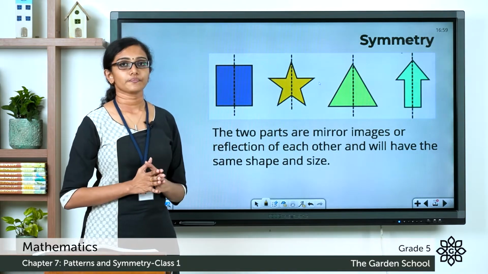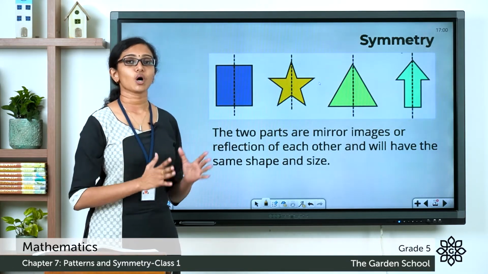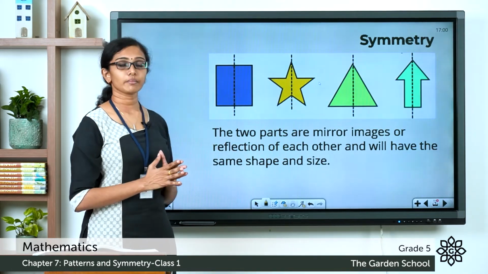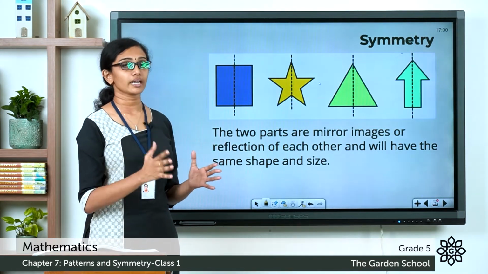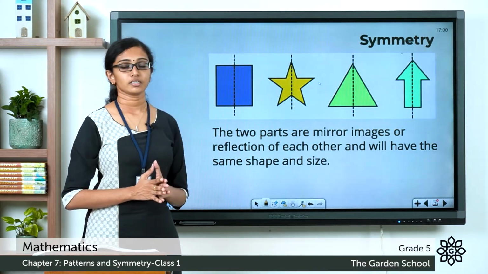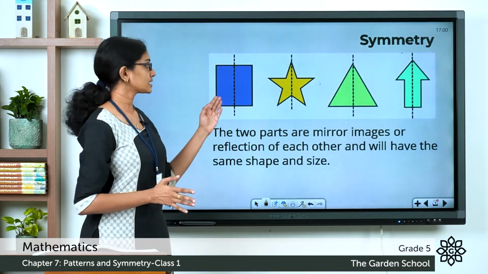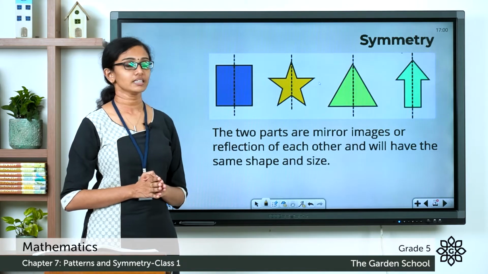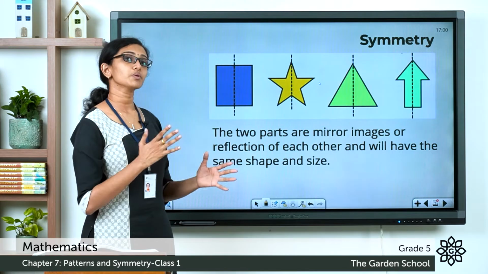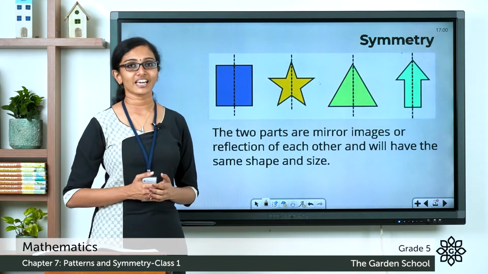And these shapes or objects, when divided or folded along this line, will give you two parts, and these two parts will be mirror images or reflection of each other. And these two parts will be of the same shape and size, just like in these cases. Clear? This part will be the same in size and shape as the other part, or it will be a mirror image. Same is the case with other examples as well. Hope this is clear to you.